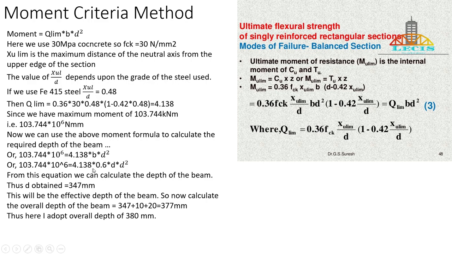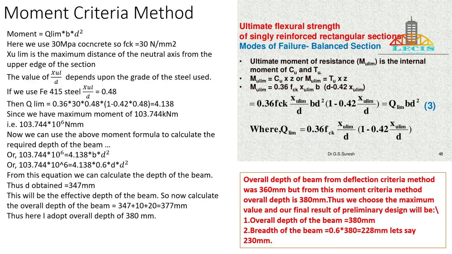Now in these equations the only unknown quantity is the depth of the beam. From these equations we can calculate the depth of the beam. The obtained depth is 347 mm. Remember that this depth will be the effective depth of the beam. Now to calculate the overall depth of the beam, we need to add half the reinforcement diameter plus the clear cover to the effective depth. If we add 347 plus 10, half the reinforcement diameter, plus 20 clear cover, we get an overall depth of the beam of 377 mm. We use a higher value nearest to 10, so here I take the overall depth as 380 mm.